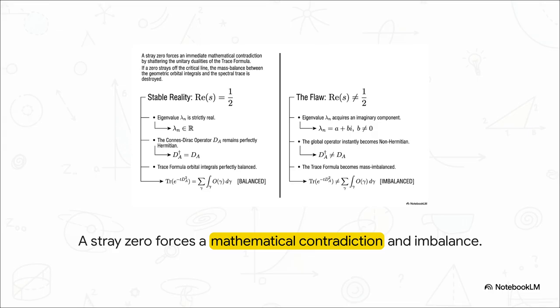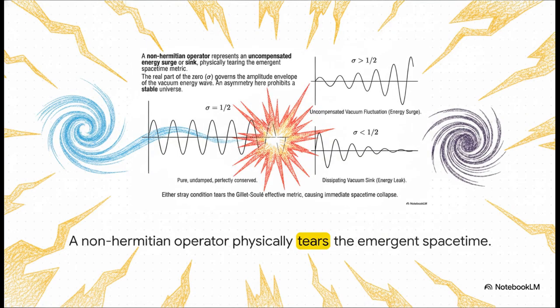Now look at the flaw on the right. The real part of s doesn't equal 1/2. The eigenvalue picks up an imaginary component. The global operator instantly becomes non-Hermitian, and the unitary dualities of the trace formula are completely shattered. It forces a massive mathematical contradiction. But honestly, it's so much worse than just a mathematical contradiction.